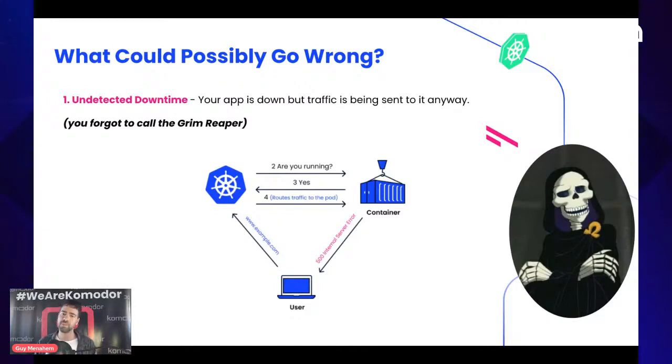So we can take a look at the example just below. The user is going to ask Kubernetes to receive any kind of web page. And Kubernetes is going to ask the container, are you running? Are you live and ready? And let's say this container is faulty, but the container is going to respond yes. So Kubernetes is going to route the traffic to it, which obviously is what we want to do.